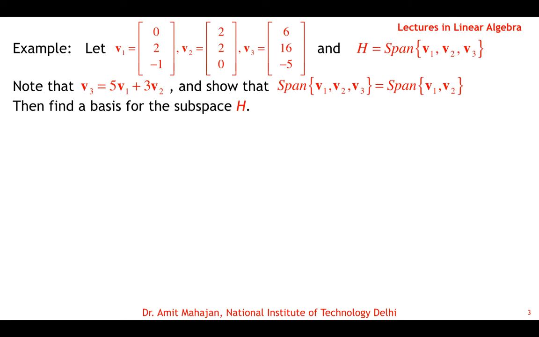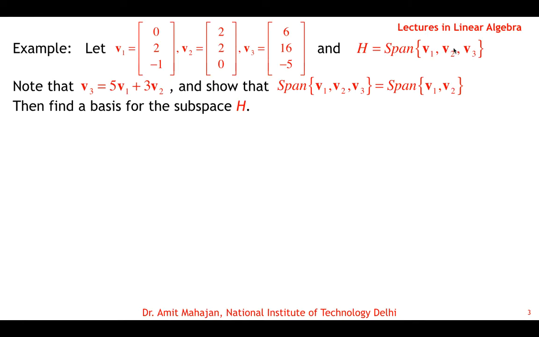Okay, so now let us take one example here. Let v1 be a vector in R3, because there are three elements here. Similarly, v2 is a vector in R3, v3 is a vector in R3, and H is a spanning set. H is the span of v1, v2, v3. That means any vector in H can be written as a linear combination of v1, v2, v3. But this does not mean that it is a basis for H, because it is spanning, but if it is independent, then it becomes a basis. So any spanning set which is independent is a basis.